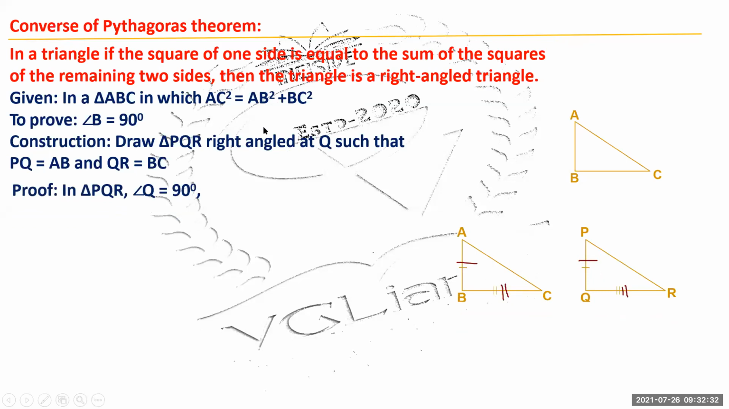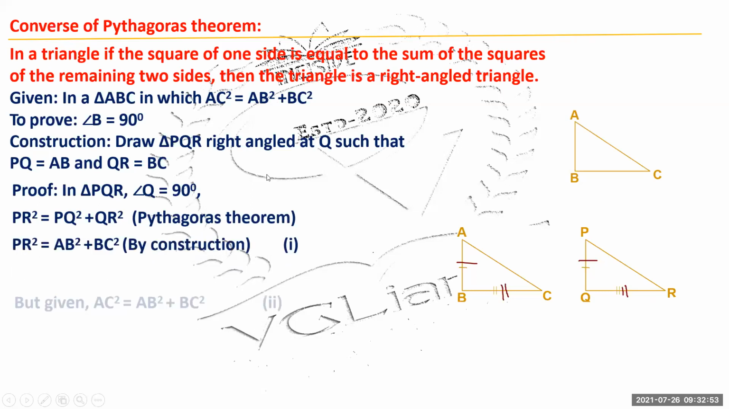Now in triangle PQR, angle Q equals 90 degrees. So what you're going to get is PR square equals PQ square plus QR square. This is by Pythagoras theorem. So PR square equals AB square plus BC square. This is by construction.